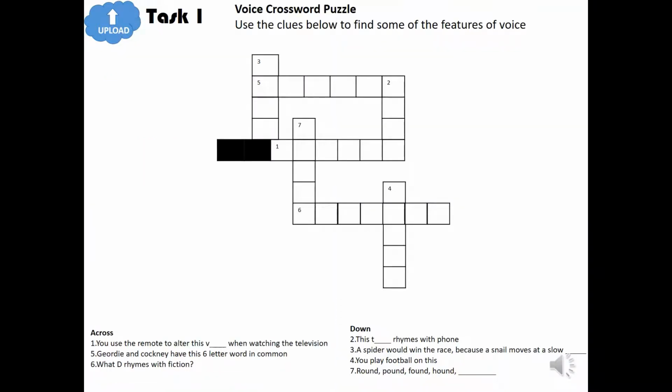Here's a task to upload Year 7. So use the clues below to complete the crossword and find some features of voice. Again, feel free to pause the video to write down your answers if you need to. There's a paper version on ClassCharts if you prefer to print this off and answer the questions. You'll find the answers on the exit task at the end of this video. But Year 7, do not cheat. Don't even think about it.